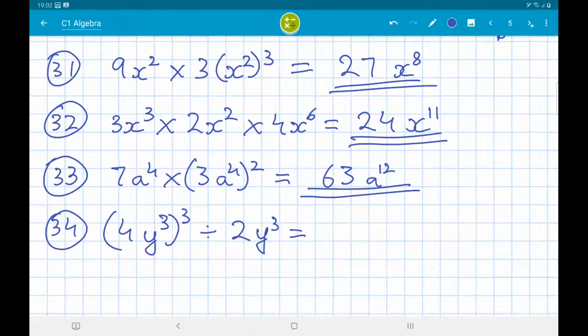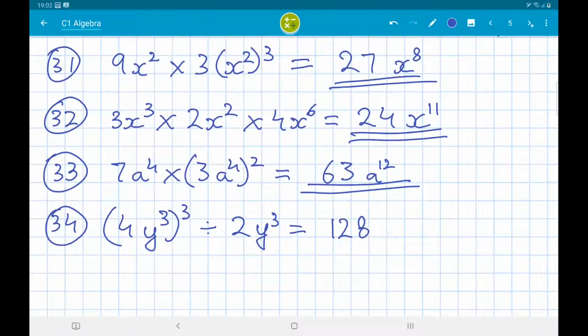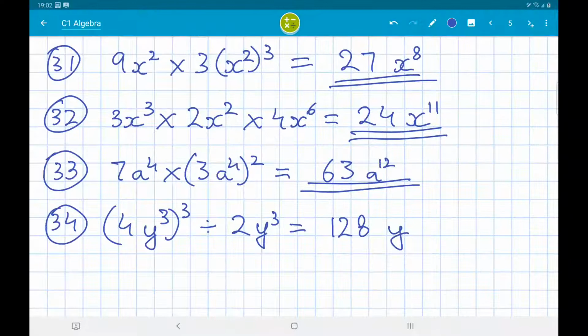Oh, but that's not it. Right, so 64 times 2, 128. Did that off the top of my head, 100%. Yep, 128. And then you have y, which 3 times 3 is 9, divided by 3 minus 3, which is y to the 6. That is the answer right there.